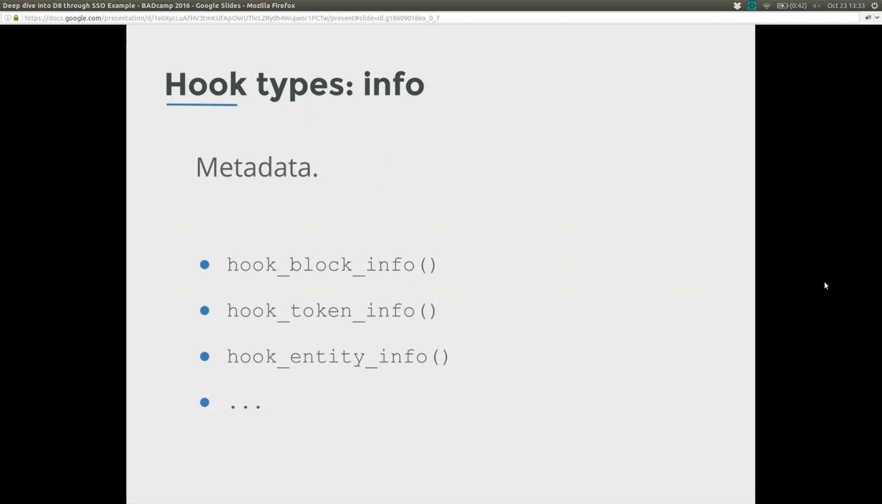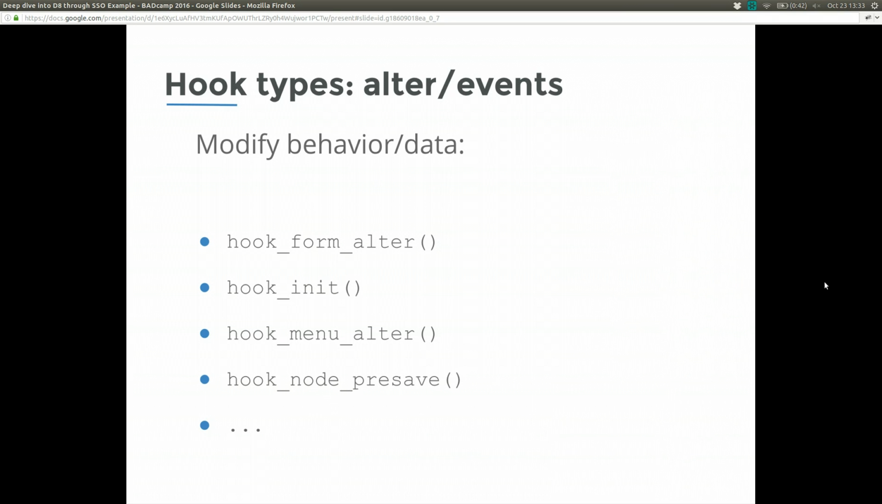And then there were other types of hooks, called alter hooks, or hooks to react to events in Drupal 7 and 6. Those were modifying behavior and data. For example, the most famous, I guess, is form alter, where you would alter the array structure. hook_init would react to an event when the page was loading. hook_menu_alter would alter the route. hook_node_save would react when a node was saving. So some of those were modifying data, and some of the others were reacting to events. So we could hook into the execution and the code.